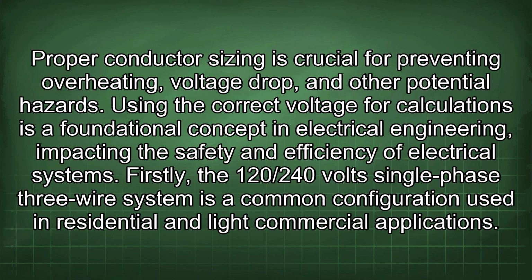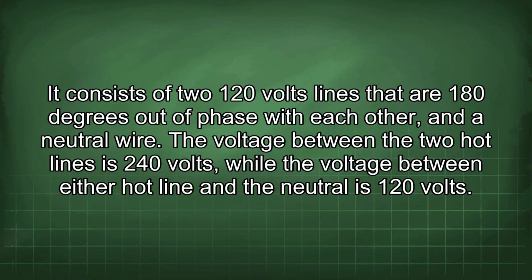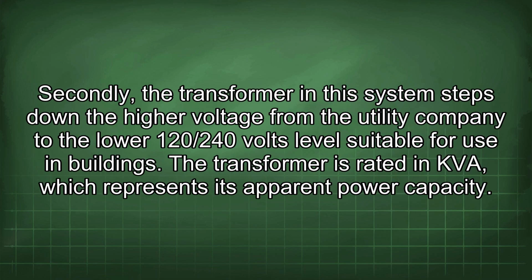120/240 volt single-phase 3-wire system is a common configuration used in residential and light commercial applications. It consists of two 120 volt lines that are 180 degrees out of phase with each other and a neutral wire. The voltage between the two hot lines is 240 volts, while the voltage between either hot line and the neutral is 120 volts. Secondly, the transformer in this system steps down the higher voltage from the utility company to the lower 120/240 volts level suitable for use in buildings.